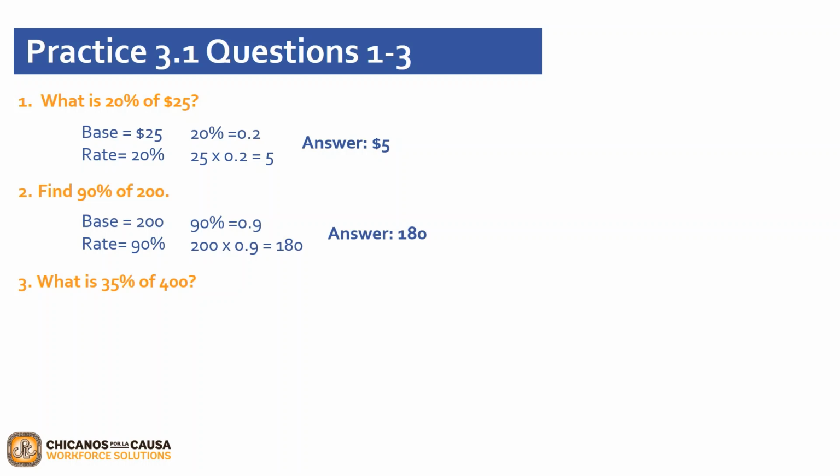Lastly, question 3 asks, what is 35% of 400? Just like we did with questions 1 and 2, we would repeat the same process with first identifying our base and rate. Our base for this question is 400 and our rate is 35%. We need to solve for the part, so we need to change 35% to a decimal and multiply by 400. So 35% equals 0.35, and 400 times 0.35 gives us our answer of 140.